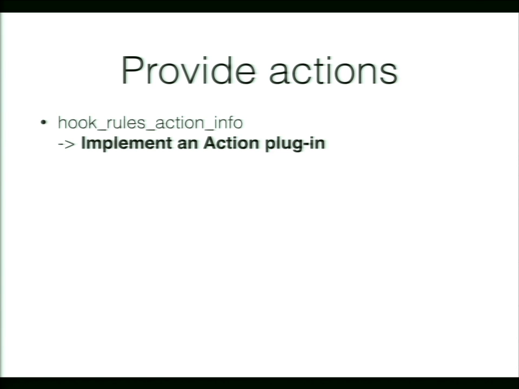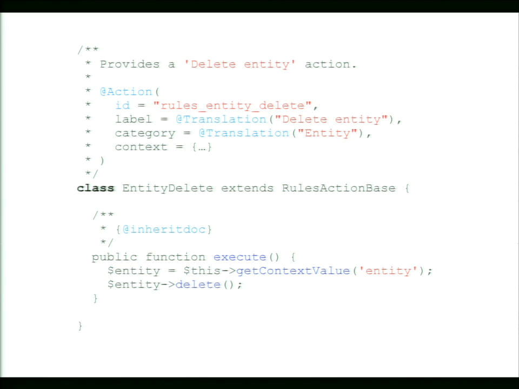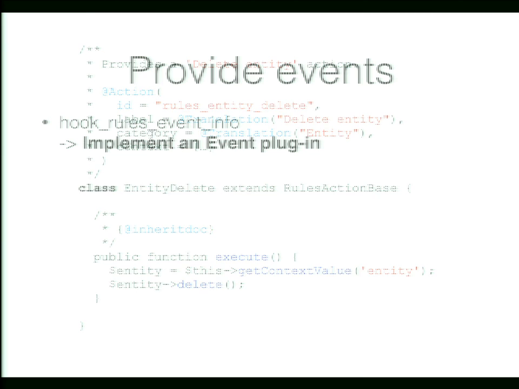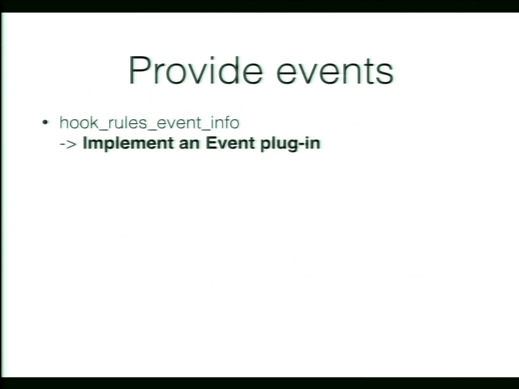Okay. Actions. It's pretty much the same. We again have the annotation. In this case, we have an action that deletes any entity. We could have derivatives which allow us to delete just nodes. But for the sake of simplicity, let's just keep it with the entity delete. And instead of an evaluate, we have an execute function, and that's it. Yep. Pretty straightforward. Finally, events.